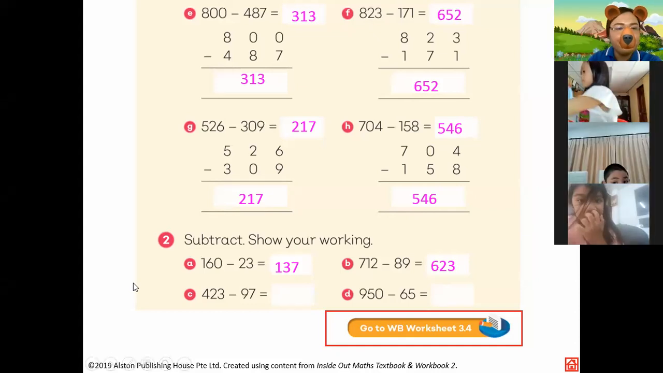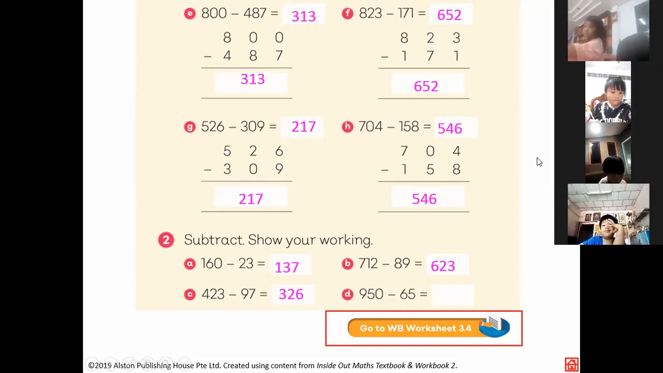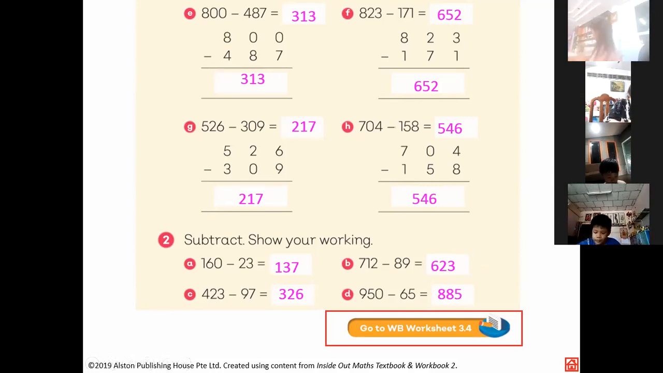Letter C? What's the... 326, okay? What about letter D, 950 minus 65? 885. Okay, very good, kids.